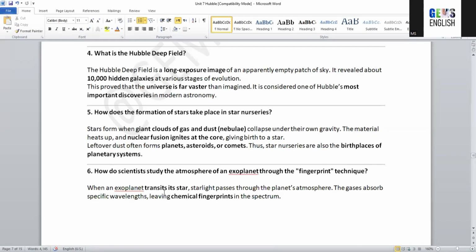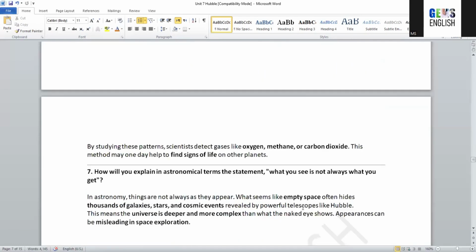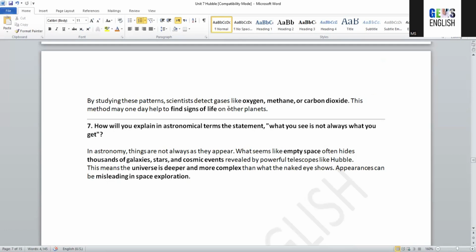When an exoplanet transits its star, starlight passes through the planet's atmosphere. The gases absorb specific wavelengths, leaving chemical fingerprints in the spectrum. By studying these patterns, scientists detect gases like oxygen, methane, or carbon dioxide. This method may one day help to find signs of life on other planets.